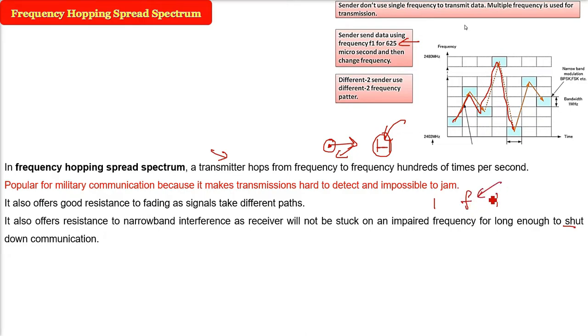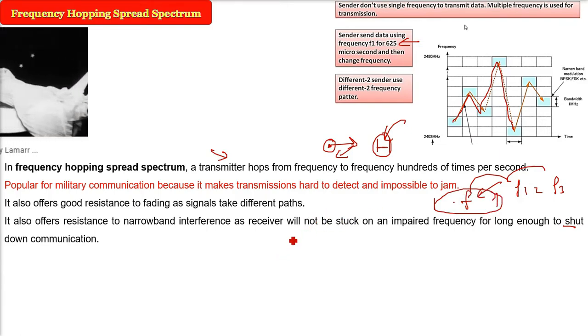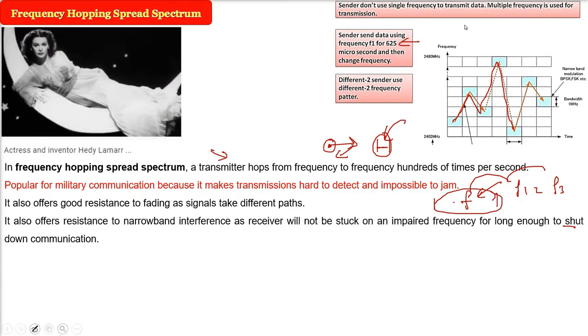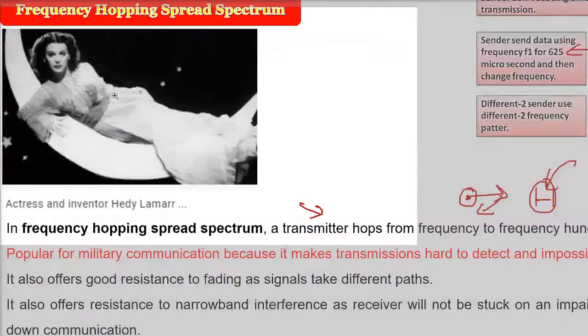Now that particular frequency will remain unused, but because the frequency is jumping, only that particular frequency will be affected; other frequencies won't be affected. So it also offers resistance to narrowband interference, as the receiver will not be stuck on an impaired frequency for long because it is jumping.